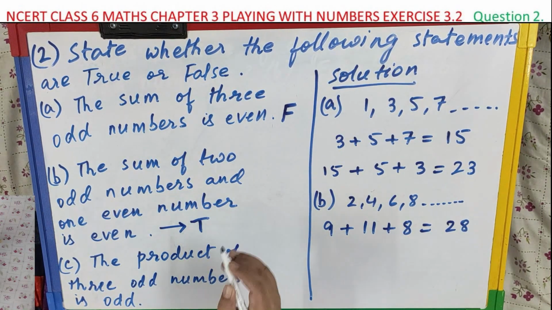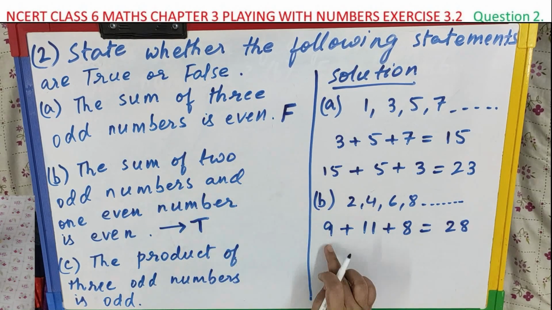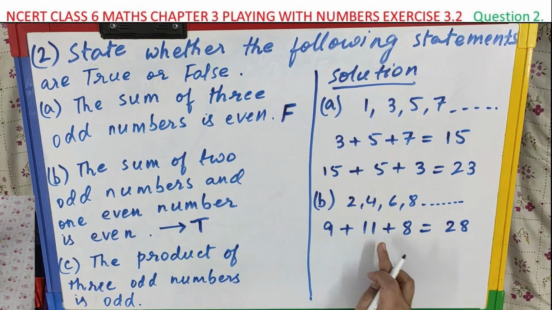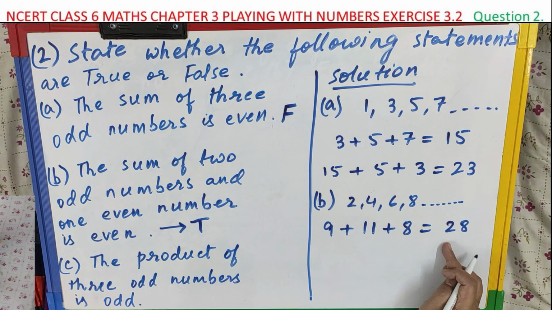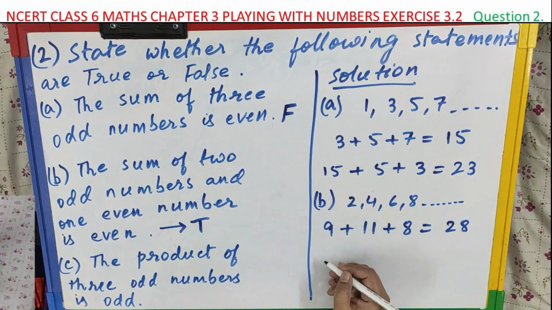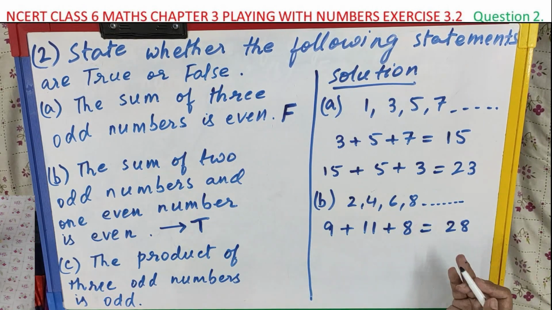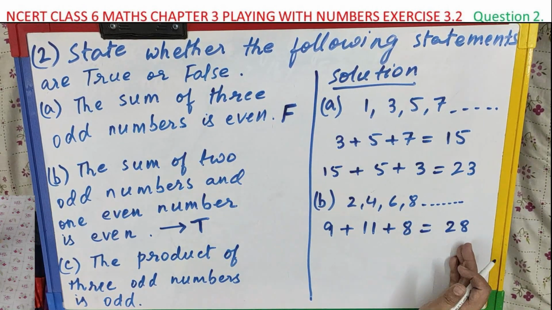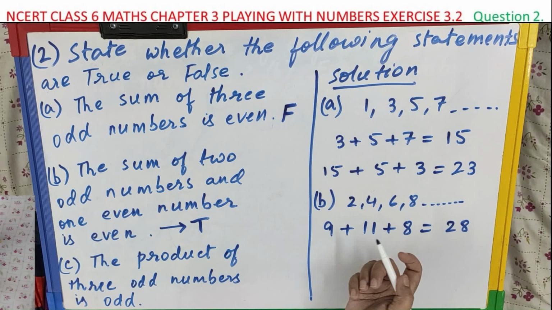It is a correct statement. It is a true statement because the sum of two odd numbers and one even number is even. Okay, so this statement is true statement. Now let us take one more example to see whether it is true or not. We have already seen, but let us take one more example.